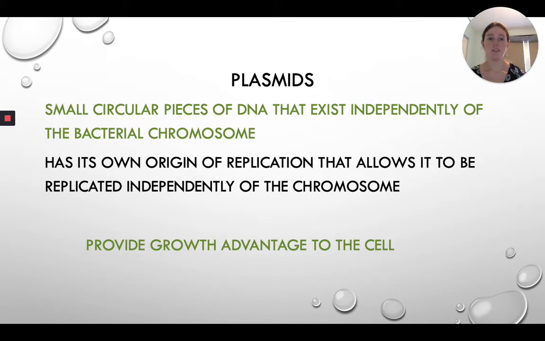Plasmids. Not every bacteria cell has a plasmid. Some do, some don't. It depends on the type. But if it does, I'll tell you a little bit about plasmids. They are small circular pieces of DNA, and they are independent of the bacterial chromosome, so completely separate. They have their own origin of replication that allows them to be replicated independently of the chromosome. And if you have a plasmid, it's going to be providing some type of advantage to that cell.